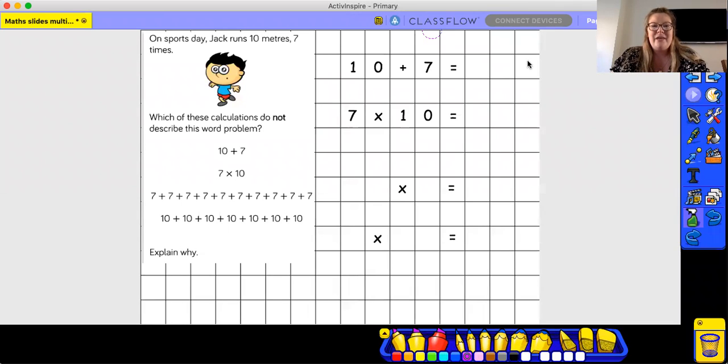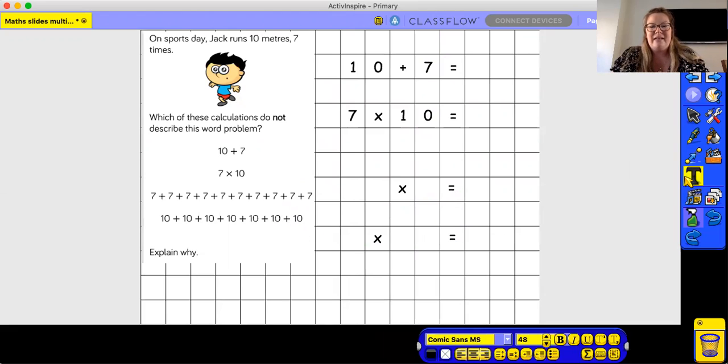Welcome back, Year 2. I think it's really important that we break down this question into small steps. So what I have done is I have written the 4 different options down the side here, and I've left a space here to convert these repeated addition sums into multiplication, which I think might help me. So very quickly, tell your adult, what is 10 add 7? Well done. If you said 17, that is the correct answer.